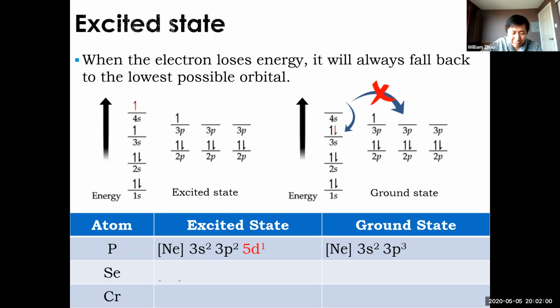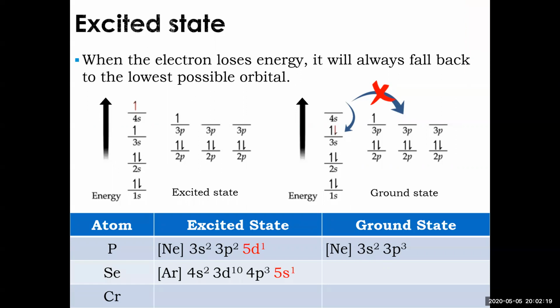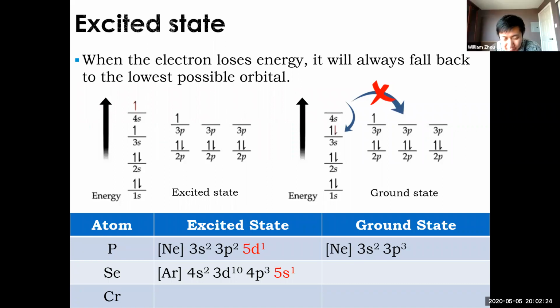Okay. The next one will be selenium, and if I give you this, you have a 4s2, 3d10, 4p3, 5s1. Where would that electron drop to? Which one? The 4p. Because the 4s is full, you can't go there. 3d is full, you can't go there. So the next highest one will be the 4p, and that is not full. There's only 3 of them, so you can fit 3 more. So the 5s would drop to the 4p, and you make 4p4.